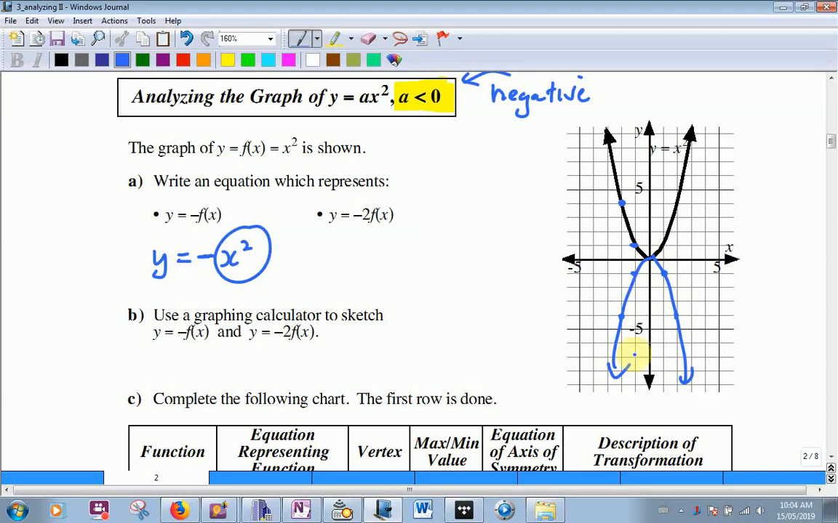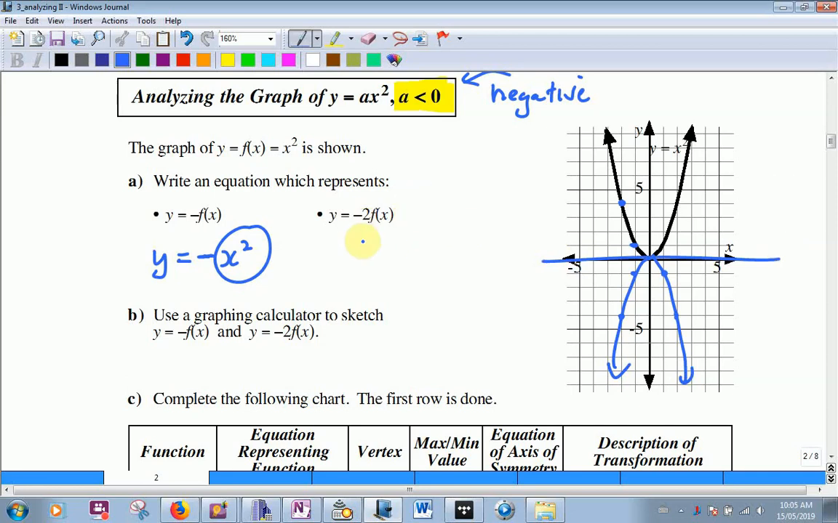What's another word you guys used? Common one was flipped. Perfect. Okay, you described exactly what happened. It flipped. Where did it flip though, if I wanted to be a little more particular? It flipped over that line, which happens to be the x-axis, right?